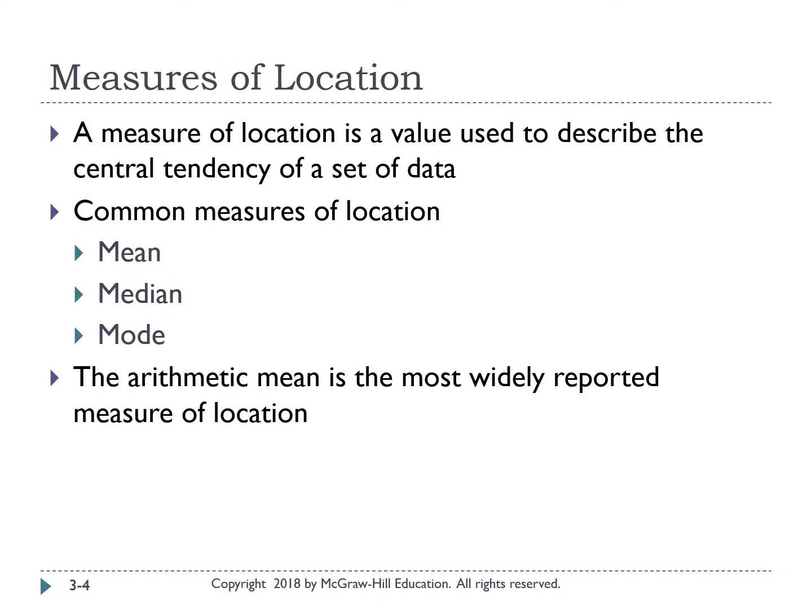So what is a measure of location? It is often called the average. It is a value used to describe the central tendency of a set of data. In other words, we want to know the central value of the data set, or the center of your data distribution. There are common measures of location. We can use the mean, which refers to the arithmetic mean, and you can also use the median and mode. But normally, the arithmetic mean is the most widely reported and used measure of location.